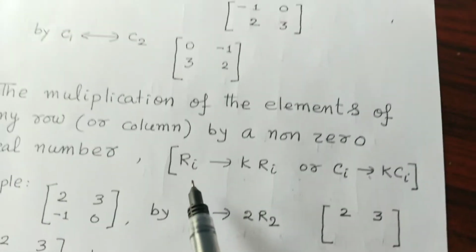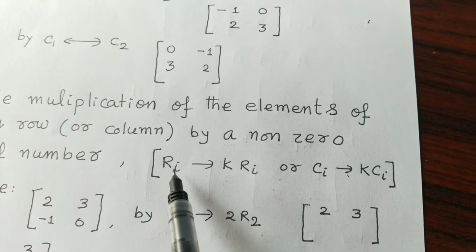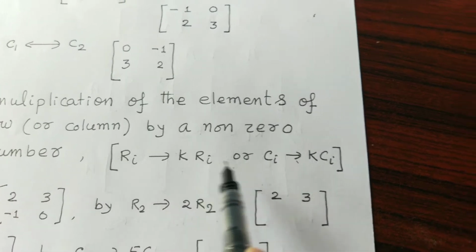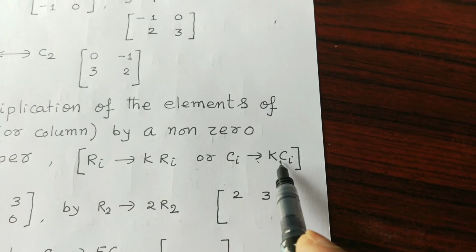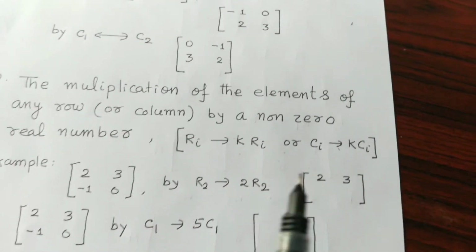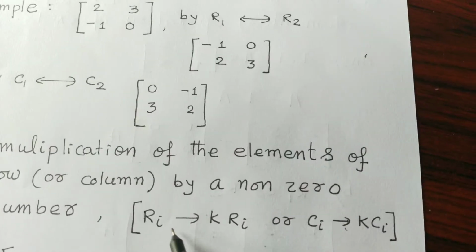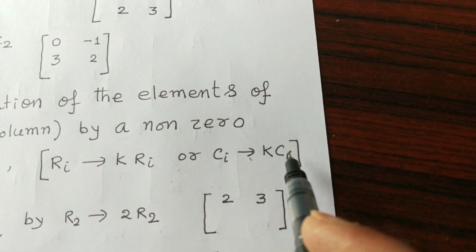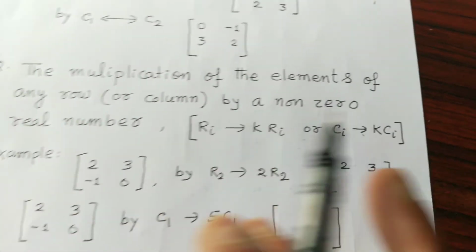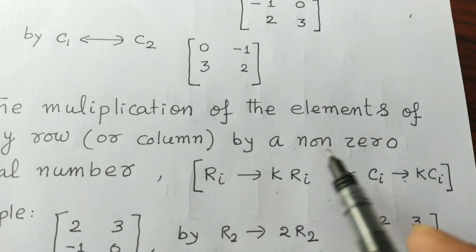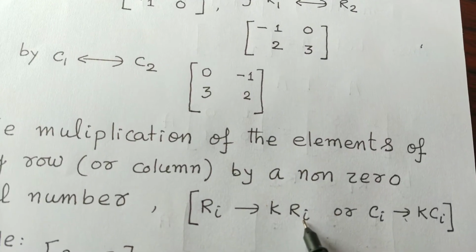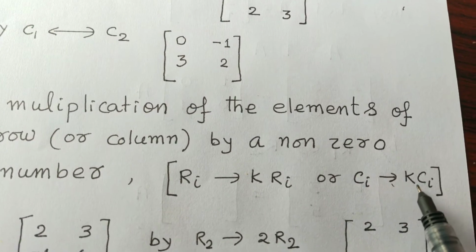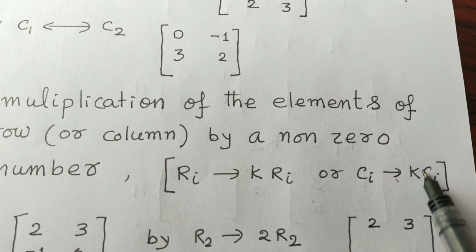Symbolically, Ri, any row 1 or row 2 or whatever it is, Ri can be changed to K Ri, Ci can be changed to K Ci or Cj, whatever it is. Say for example, row 1 can be changed into 2 row 1, C2 can be changed into 3 C2. So this is the way of changing. Row 1 is changed with K row 1, column 2 suppose, column 2 will be changed with K column 2. K can be any constant, any number.